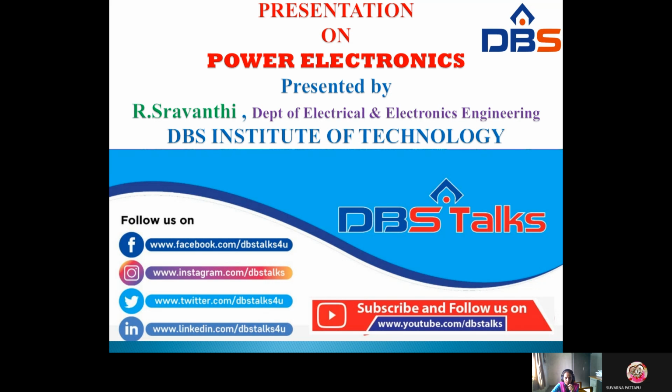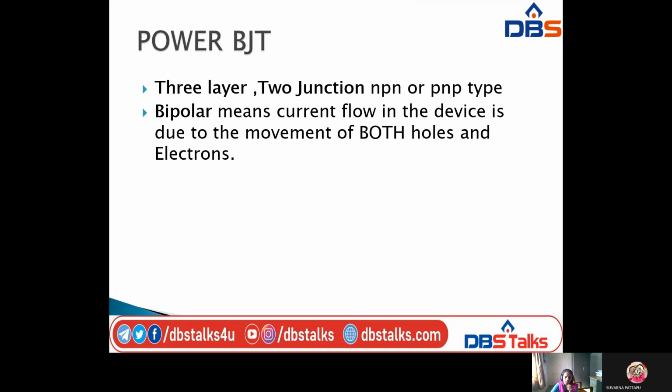So next, bipolar junction transistor, called BJT. BJT has 3 layers and 2 junctions, PNP or NPN type. Bipolar means current flow in the device is due to movement of both holes and electrons. So the BJT transfers power through both holes and electrons. That's why we also call it a bipolar transistor.